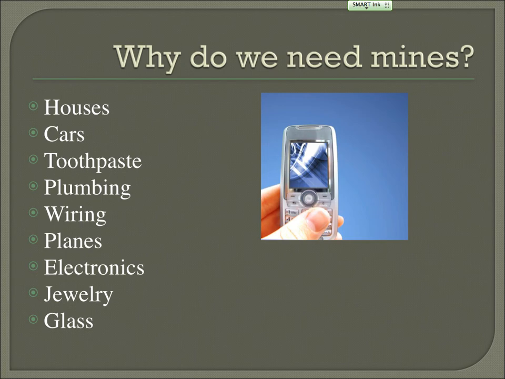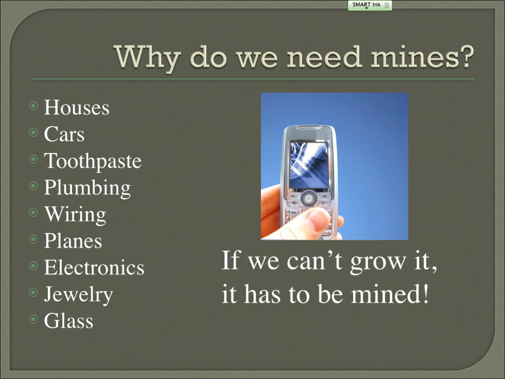We need fuel for our cars. To create toothpaste, we use minerals that we mine for. Any plumbing, wiring, that material that they use to make the plumbing pipes and the wiring, it is mined for. Some of the metal and steel that's in a plane comes from minerals that are mined for. Electronics, jewelry, glass. Glass is made out of sand. You have to mine for sand. This would be a surface mining. There's a saying that says if you can't grow it, it has to be mined.